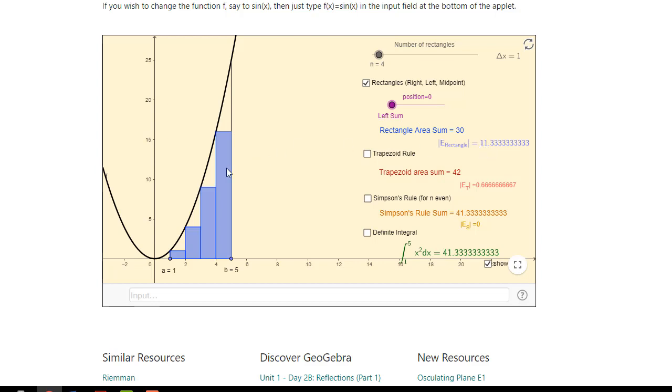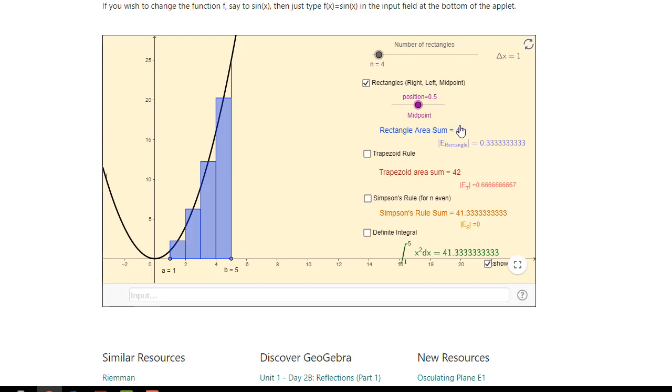And again, it's an underestimate, as we see visually. And then if I do the right endpoint, that error is like 12.6666, right? So this is 12 and 2/3. This is 11 and 1/3. And then my midpoint is just 1/3. So we have much smaller error with the midpoint. So the midpoint is much more accurate.